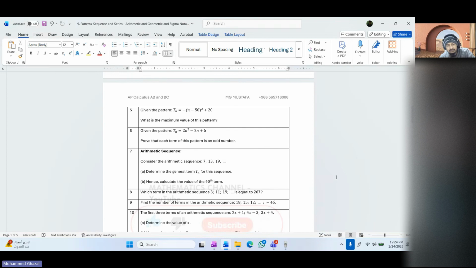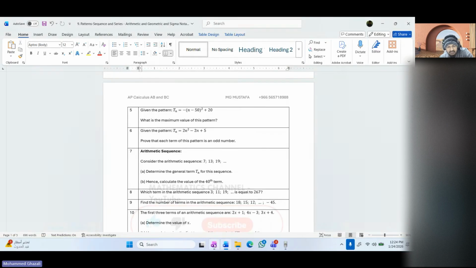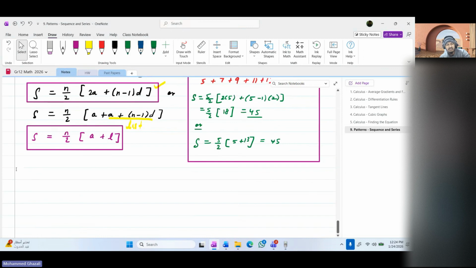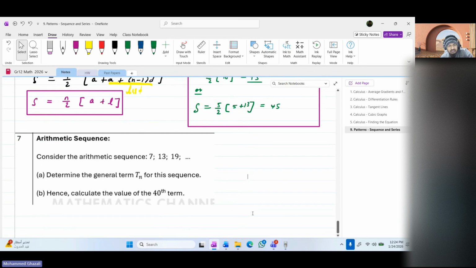Now let's look at some examples of arithmetic sequence. Obviously, we need to do examples so you can understand the work better. So it's starting from basics and then it will get a little bit challenging, right? So let's look at an arithmetic sequence. Consider the arithmetic sequence, which is 7, 13, 19, okay? So we have 7, 13, and 19. Determine the general term for this sequence.